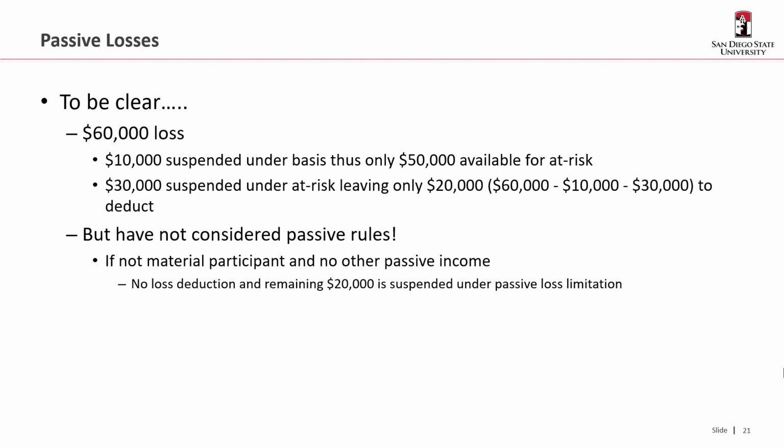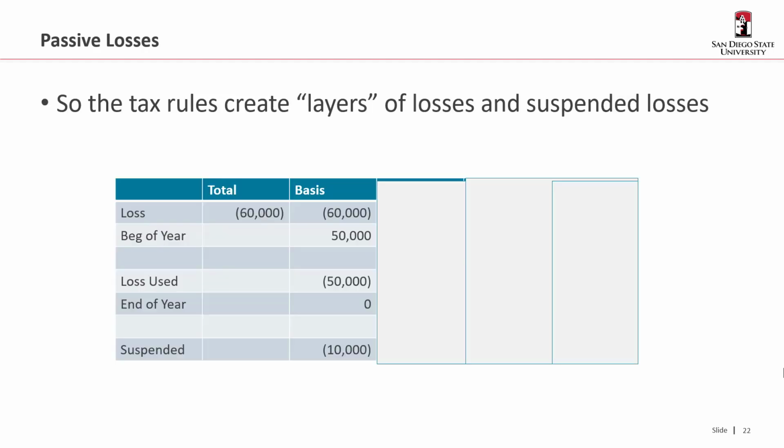If Lon is not a material participant and he has no other forms of passive income, then he is not eligible to deduct that loss, and the remaining $20,000 would be suspended under the passive loss limitations. So in summary, of his $60,000 loss, none of it is deducted. So you can see this is how the tax code shuts down Haley and Alex.